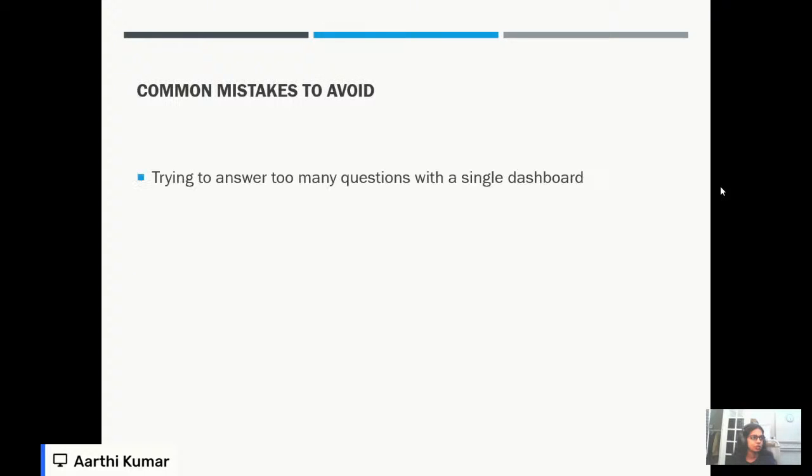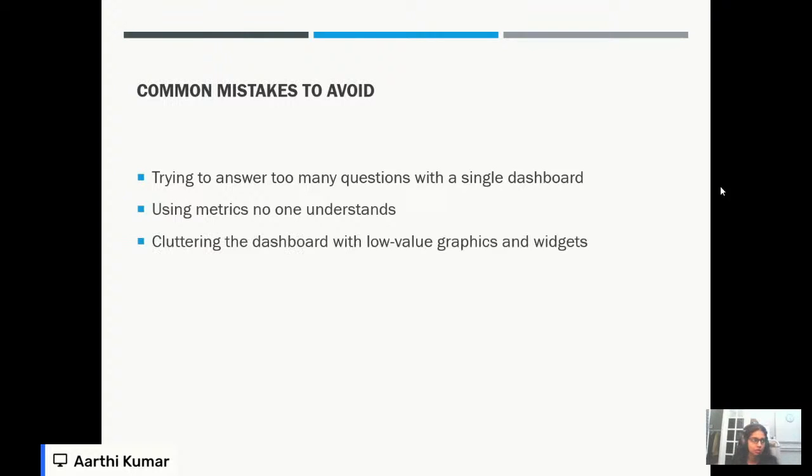Some of the common mistakes to avoid: trying to answer too many questions within a single dashboard. Like I said, stick to either 3 or 4 charts in a single dashboard. If you want to answer more questions, split it and put it in a different dashboard. You can also add text to notify which questions you are answering in that particular dashboard. Using metrics no one understands: make sure you're not complicating the metrics that you are using. Please use simple metrics like a proportion to whole, a percentage, or percentage difference, etc.